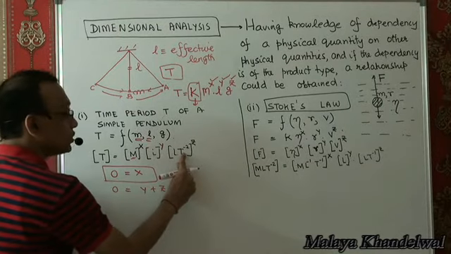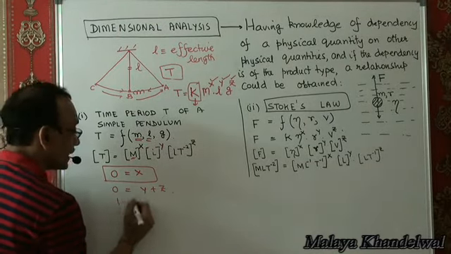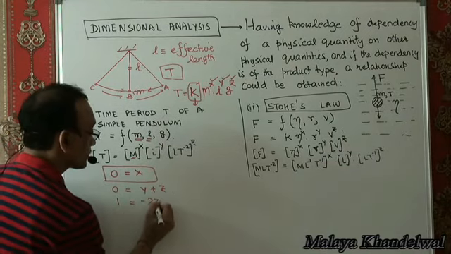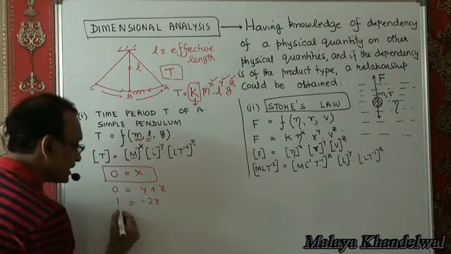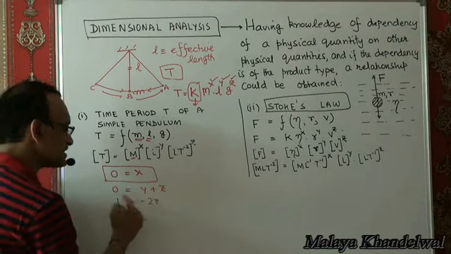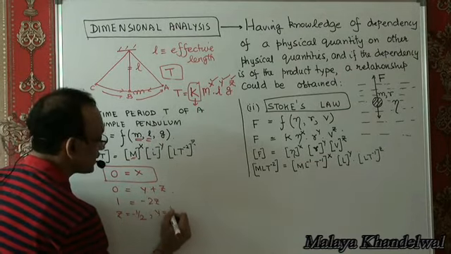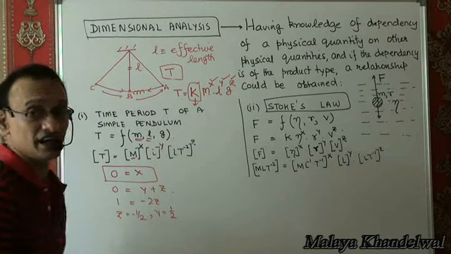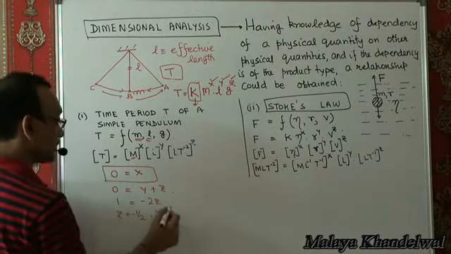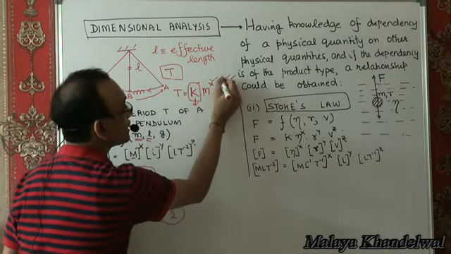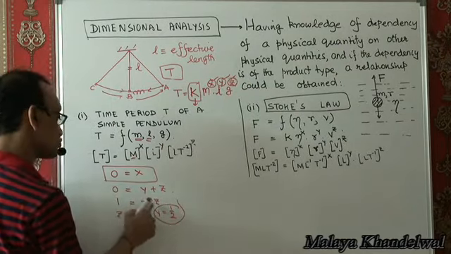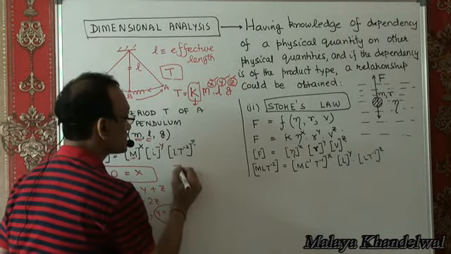What's the power of T on the left hand side? 1. And on the right hand side? -2z. So we very clearly have z equal to -half. And if z is -half, y is -z, so y will be half. So we very clearly have a formula here: x is 0, y is half, and z is -half. And that leads us to a result.